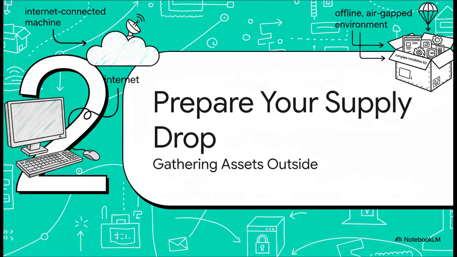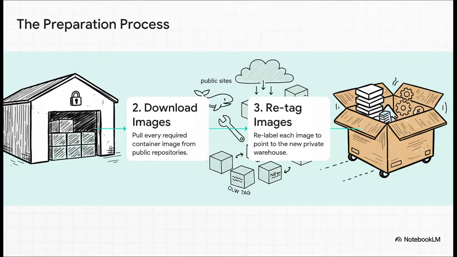So that brings us to section 2, preparing your supply drop. Since we can't download a single thing inside that secure zone, we have to get everything ready beforehand. All of this prep work happens on a normal, everyday computer that is connected to the internet. This is where we build our entire installation kit from scratch. The process is really methodical. You have to follow the steps.